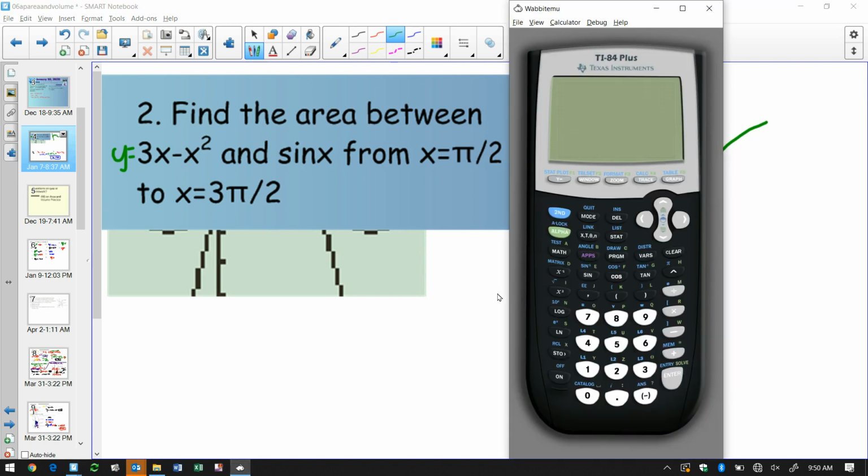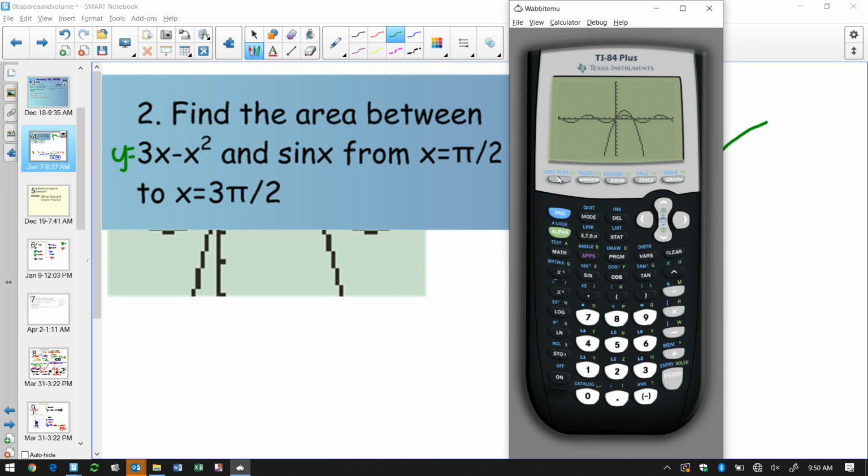Let me go to my calculator, and let me put this in my calculator and see what I have going on. Okay, let's go to y1. I'm going to define y1 as 3x minus x squared. I want to make sure that we're comfortable using the calculator, and we can use the advantages of having a calculator. If I define y2 as sine x, and I graph this, I can see the picture of what this looks like.